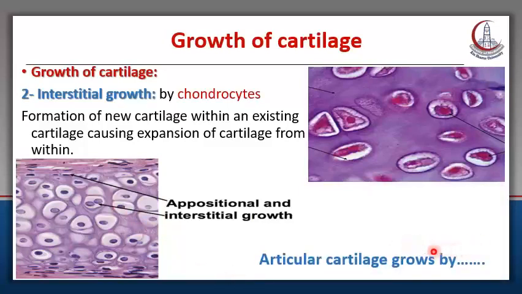We said in the last lecture that the articular cartilage is not covered by perichondrium. So the type of growth in the articular cartilage is only by interstitial growth because it contains only chondrocytes. It does not contain chondroblasts.